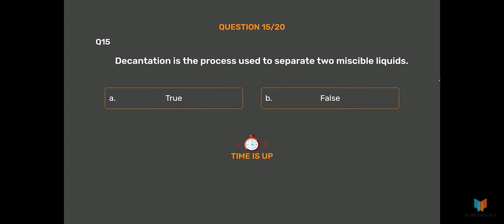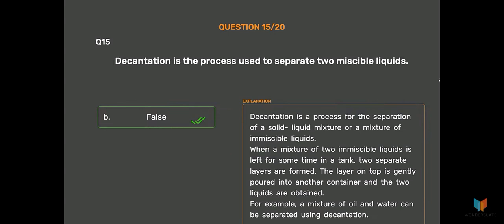The correct answer is option B. False. Decantation is a process for the separation of a solid-liquid mixture or a mixture of immiscible liquids. When a mixture of two immiscible liquids is left for some time in a tank, two separate layers are formed. The layer on top is gently poured into another container and the two liquids are obtained. For example, a mixture of oil and water can be separated using decantation.